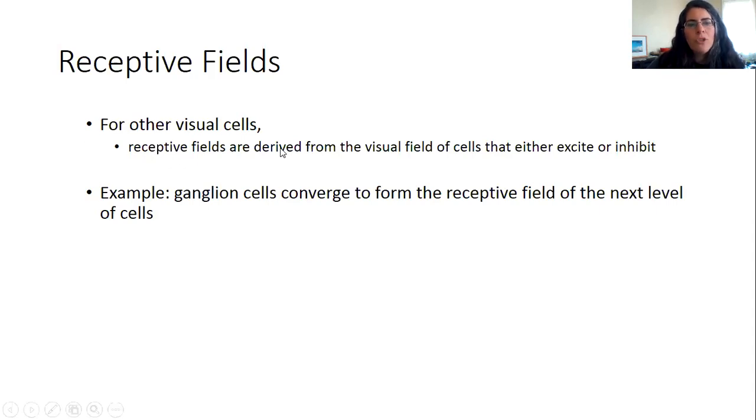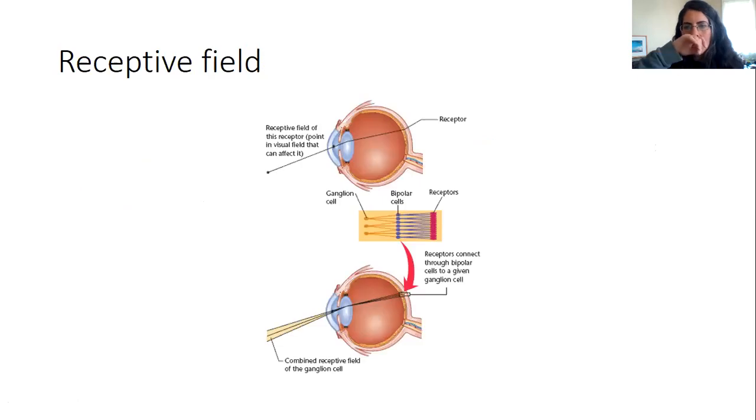Right, so this is what I was just saying. For your rods and cones, cells in the retina, the receptive field is the point in space in which light is coming in and striking that receptive cell in the retina. When you move along in the pathway for processing visual information, receptive fields are derived from the visual fields of particular cells. Ganglion cells, for example, converge to form the receptive fields of the next level of cells.